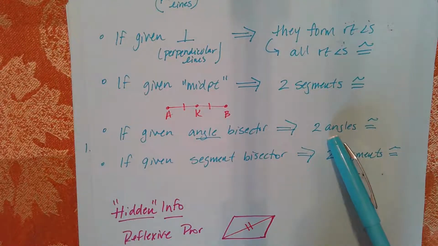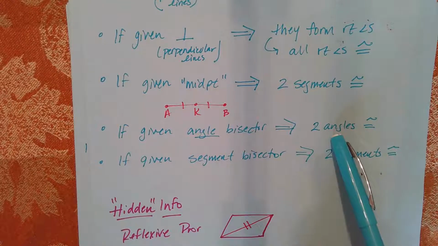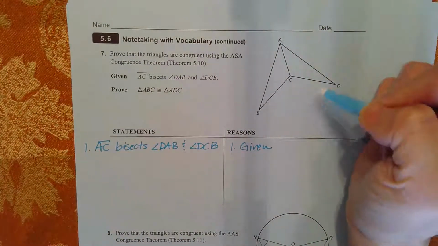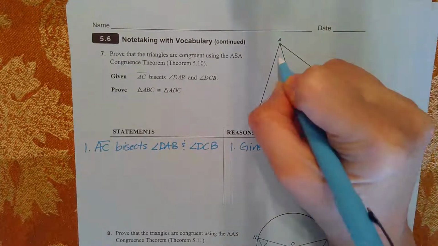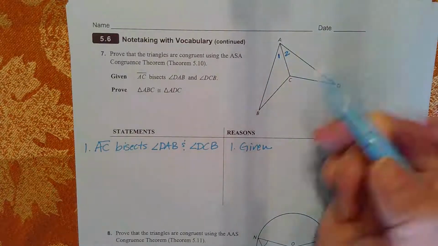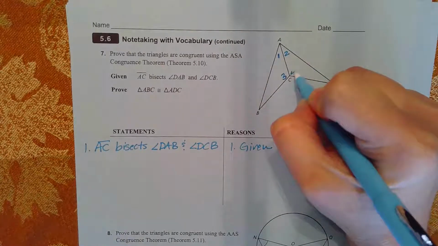Well, if we are told that we have an angle bisector, then we know that a set of angles are going to be congruent. In this scenario, we know that it bisects DAB. So DAB, that means this angle and this angle, it bisected. And it bisected angle DCB, which means this angle and this angle.